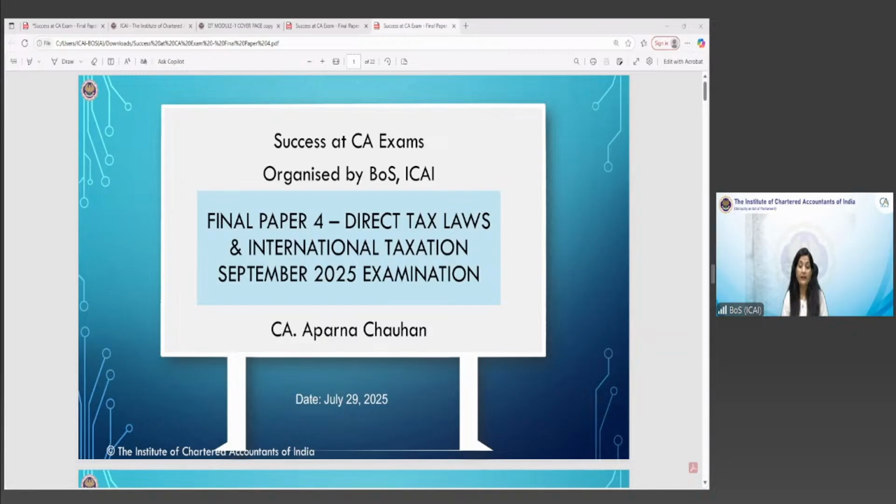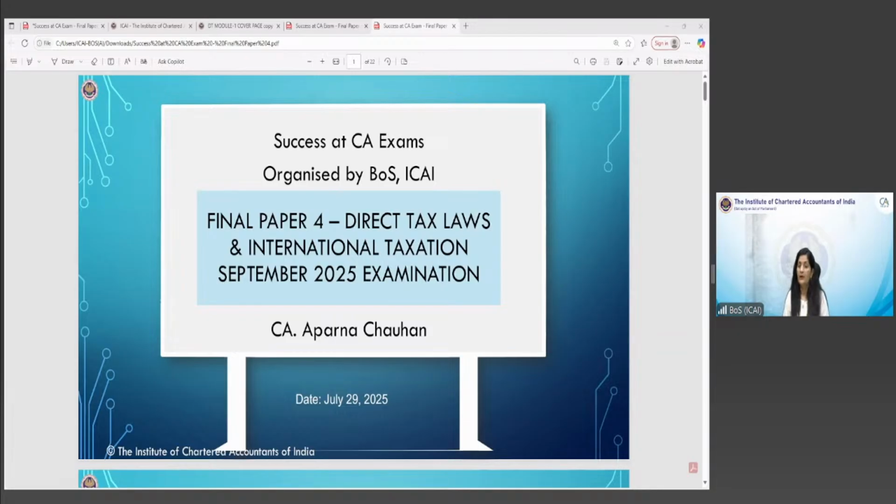This paper, Final Paper 4, is the core subject of the CA curriculum. And definitely, it has great relevance for you as practicing professionals also. Direct tax laws is a very dynamic subject. It keeps changing with the passing of annual Finance Acts, right? So it is very essential that you keep abreast of the latest developments taking place in this subject.